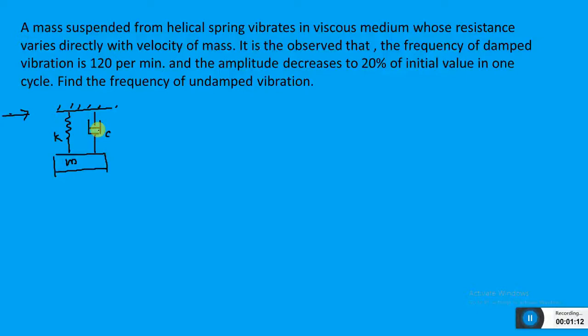Given in the problem, a mass vibrates in a viscous medium. Okay, so the viscous medium, it is represented here by the damper whose coefficient is C. K is the spring stiffness and M is the mass of the system. Now the information about the frequency of the damp vibration is given. So this frequency of damp vibration is equal to 120 per minute.